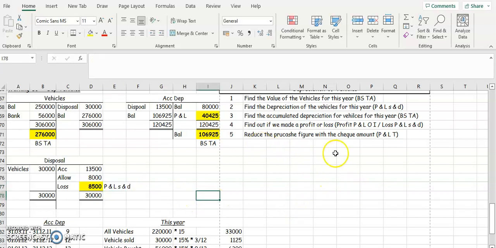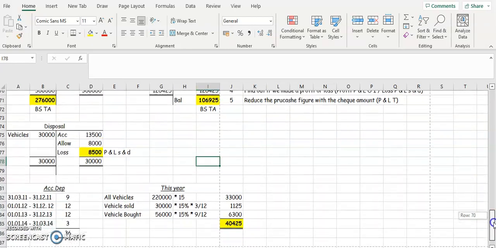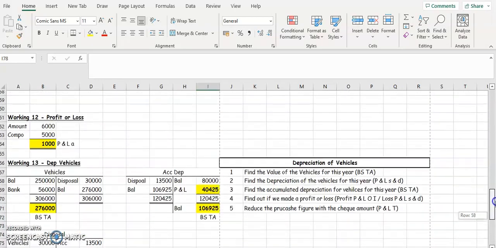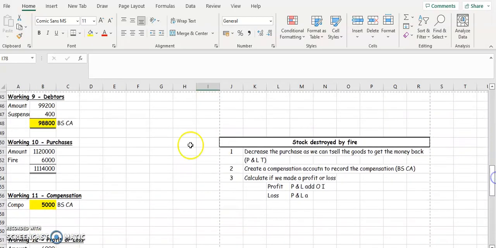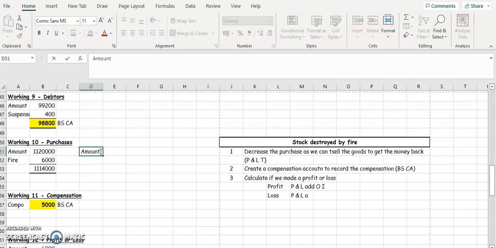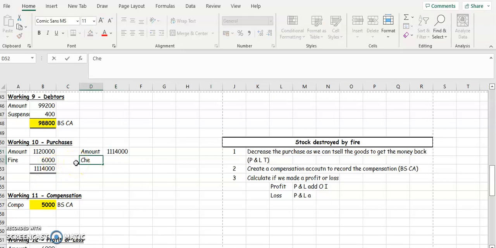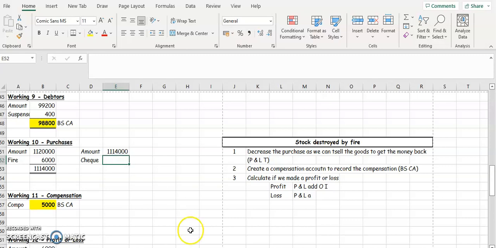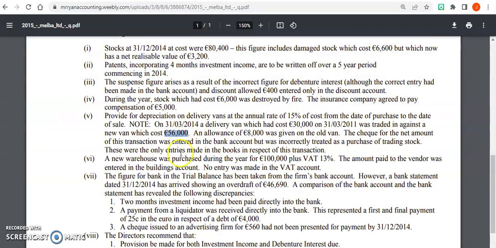And that's going to go into your profit and loss, and it's going to go underneath your selling and distribution. And the last part then is to adjust your purchases figure. So we have an account for purchases up here. So the amount we have is over 1 million, the check. Remember that we're only going to record the check that we wrote for the van.